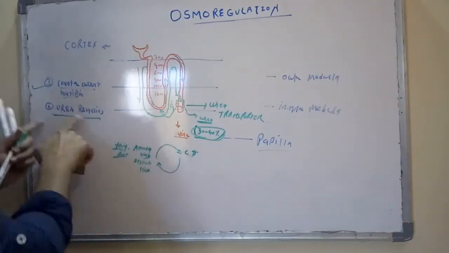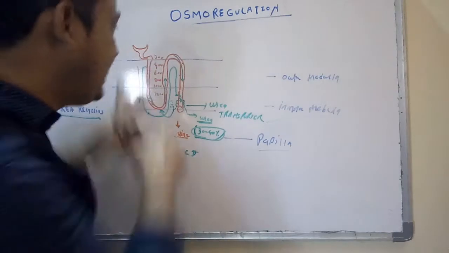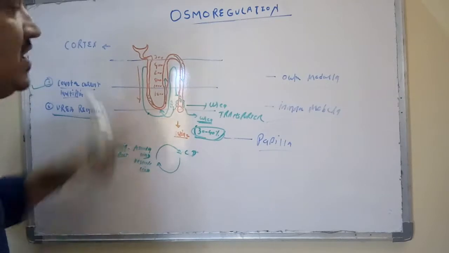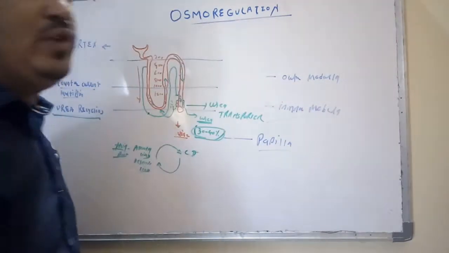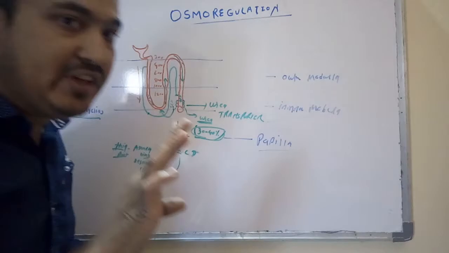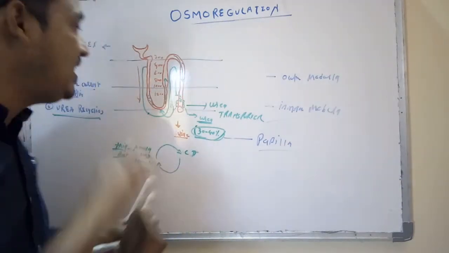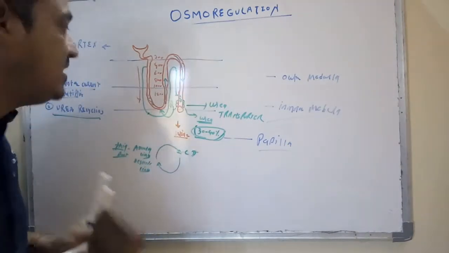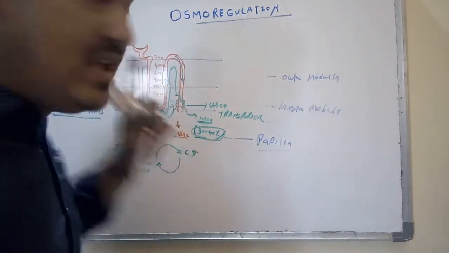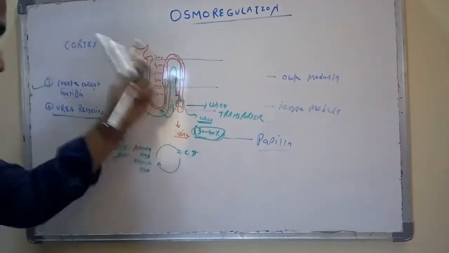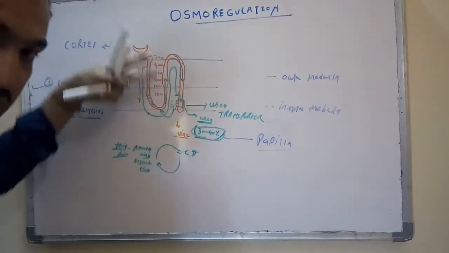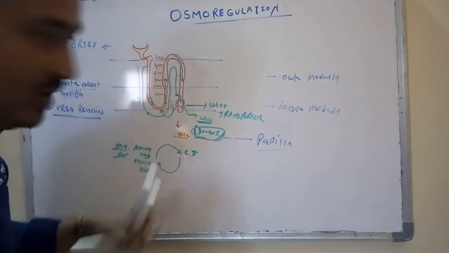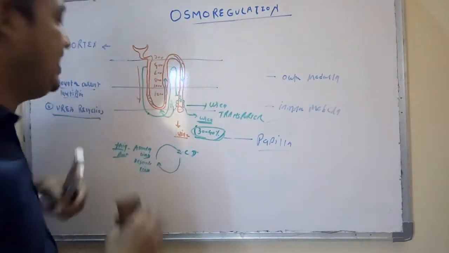So this way urea recycling and countercurrent multiplier is creating what? Is creating this hyperosmolar gradient, the medullary gradient, which is required for osmoregulation, because if there is no hyperosmolar gradient, no water will be reabsorbed and urine cannot be concentrated. That means osmoregulation requires this basic mechanism, that is countercurrent multiplier, that is multiplication of the hyperosmolar gradient, as well as urea recycling, which is adding 30 to 40% in hyperosmolarity of this medullary interstitium.